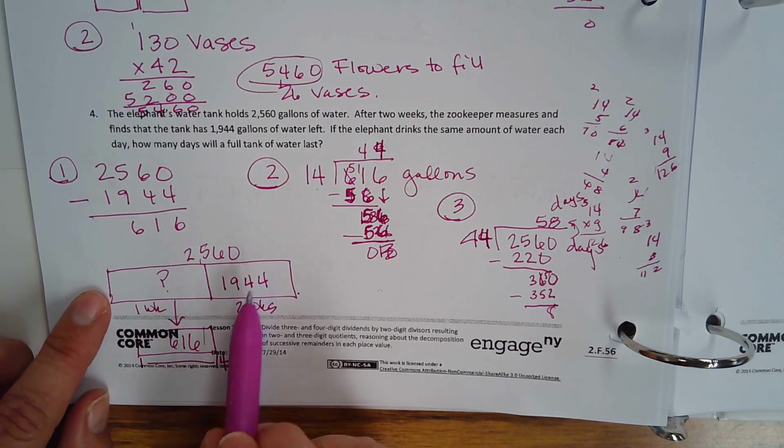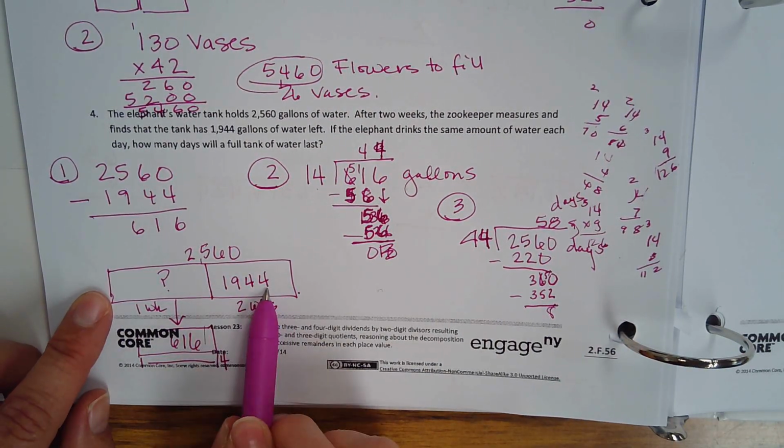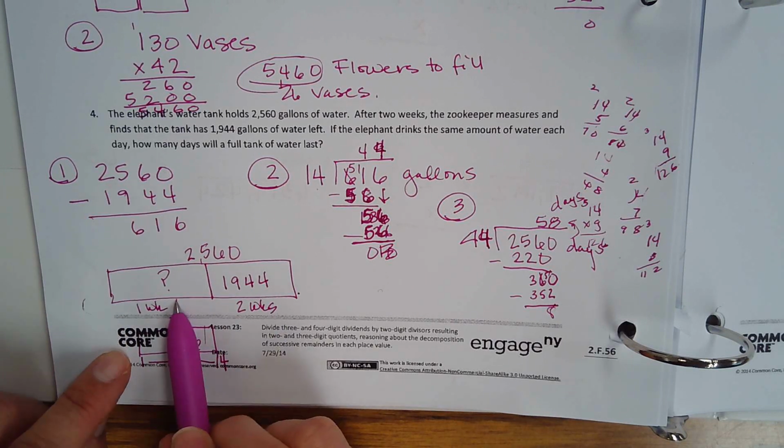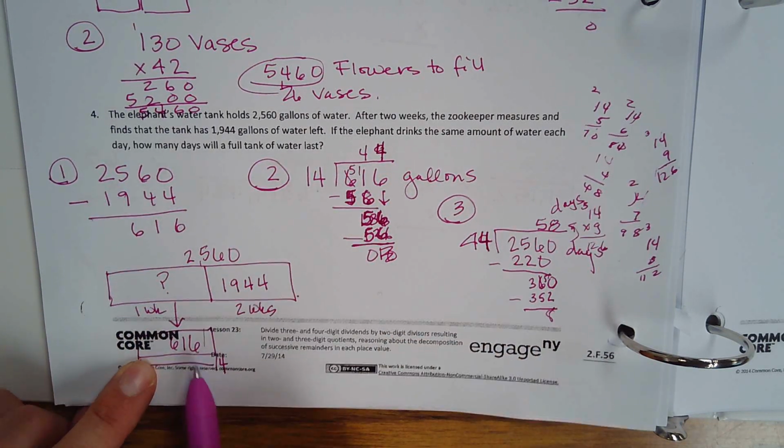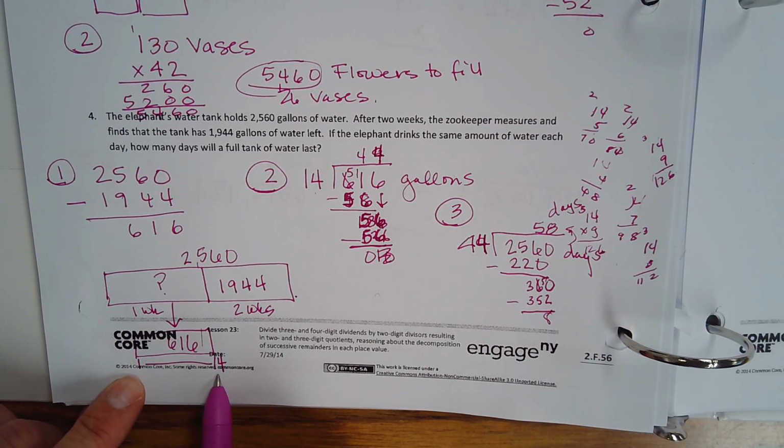So here's a little picture of it. Here is the total. Here is what was drank. Here are the 2 weeks. This is what he drank after the 2 weeks, and then you divide it by 14 days.